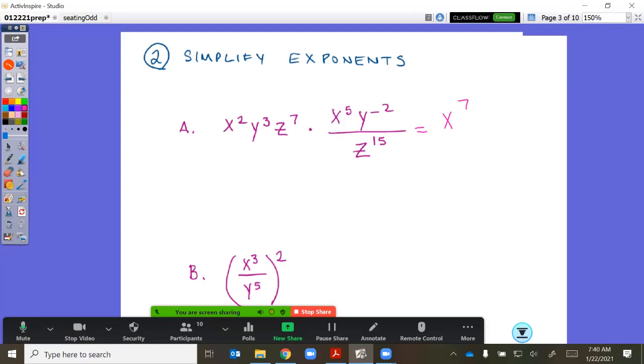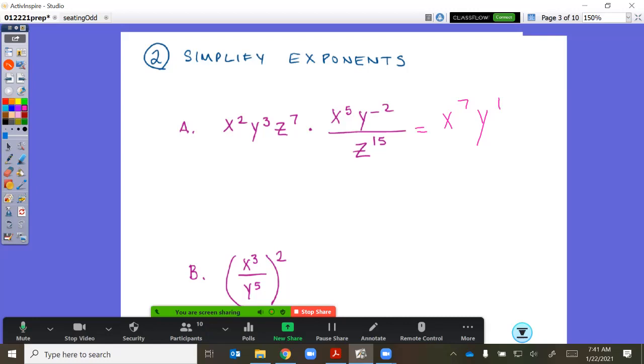How about the y's? Same thing, because I have y, they're both on top. So I'm just multiplying y times y. I'm going to have y to the first power. That's right. I wouldn't have to write the 1, but there it is anyway.